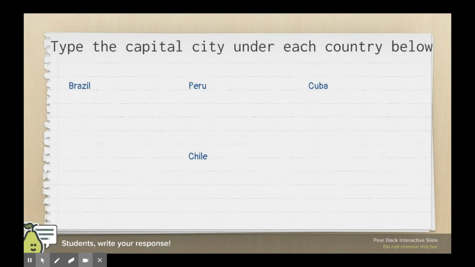So on your Pear Deck, I want you to type the capital city under each country below. You will need to know them for your test on Thursday.